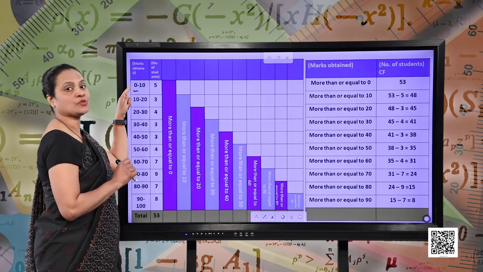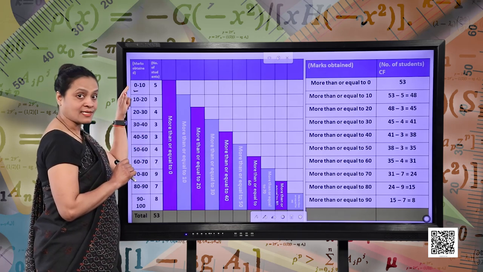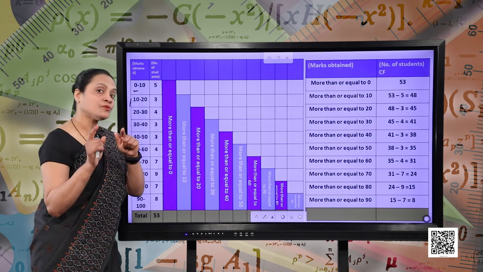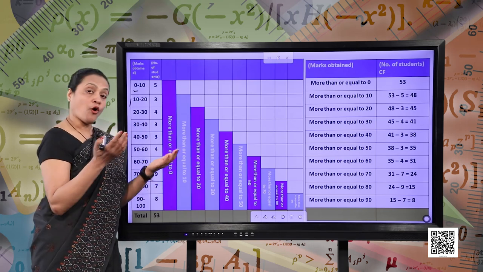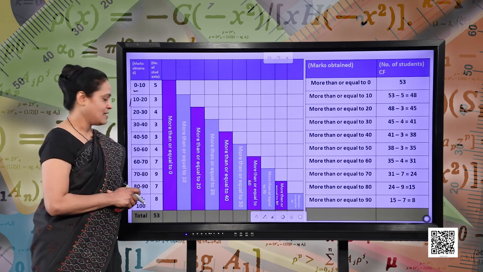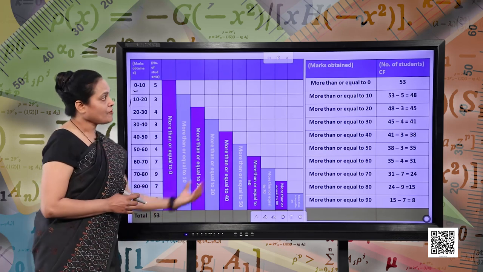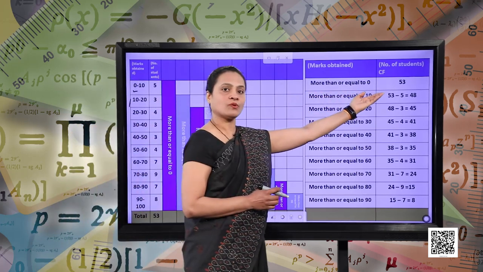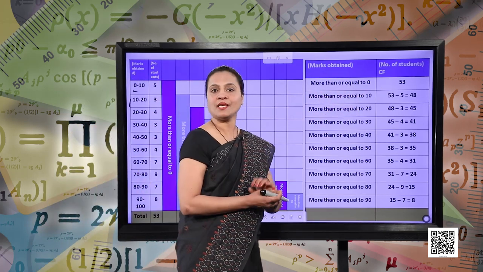So, how many students have scored marks more than or equal to 0? You know that all the students have scored marks more than or equal to 0. So, that means all the 53 students have scored marks more than or equal to 0.